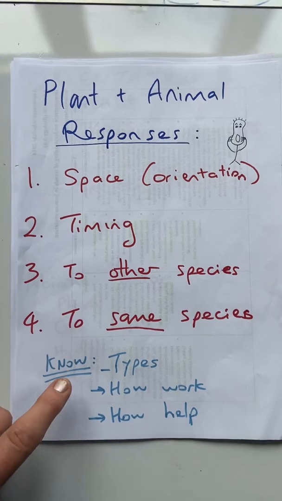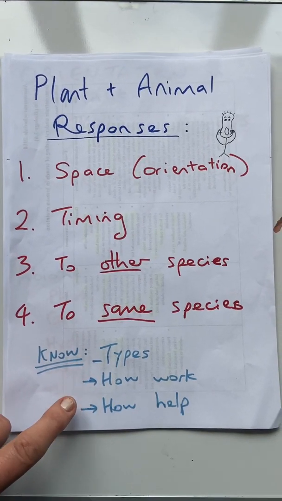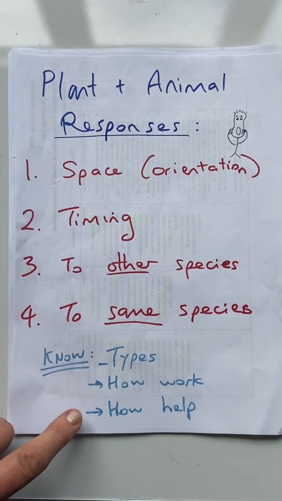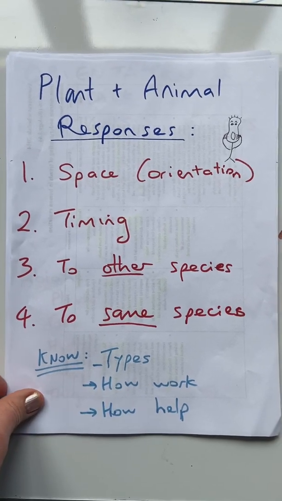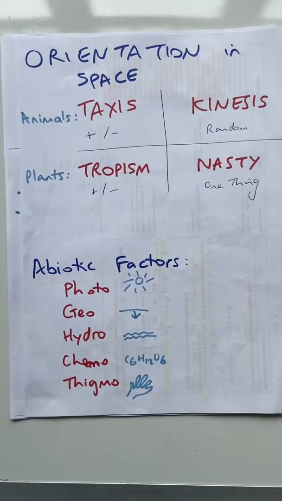You need to know the types of the names of the different responses and to be able to explain how they work and then how this helps the animal, because they keep doing them because there is an advantage and advantageous things get passed on to the next generation. So first of all, orientation in space.